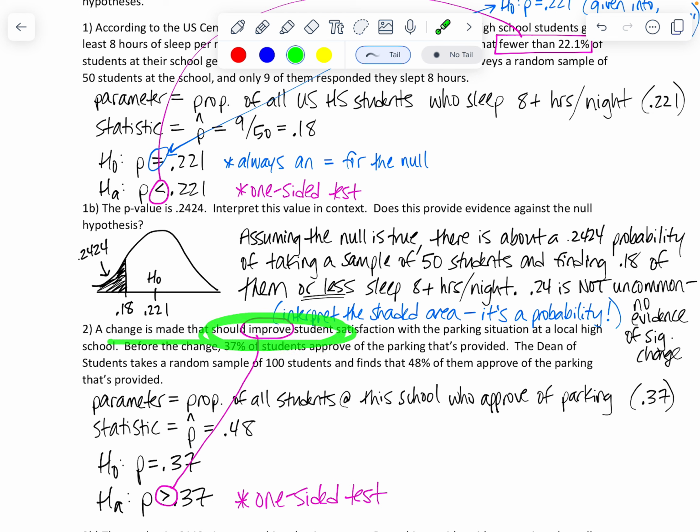Okay, the change is made that should improve. Do you see that key word right there? We are hoping that the percentage gets higher than 37%. Okay, 37% approve of them, and we have a statistic that says 48% approve of them, and we are trying to increase the number from 37 higher. So we're trying to improve the situation, hence I have a greater than symbol in my alternate hypothesis. This is a one-sided test also because I'm shading in one direction, and you read something about a two-sided test and filled something out on your reading guide. I'll get to that in example 3.